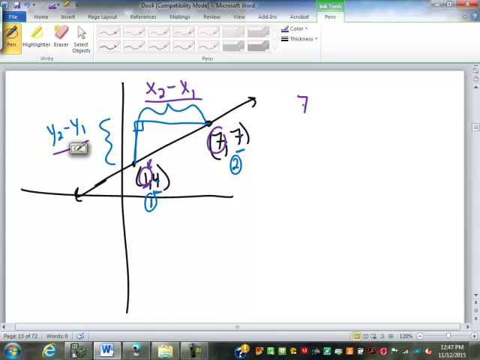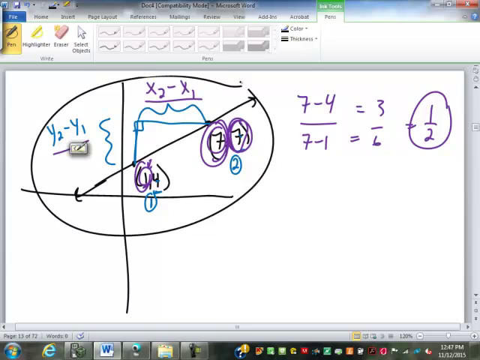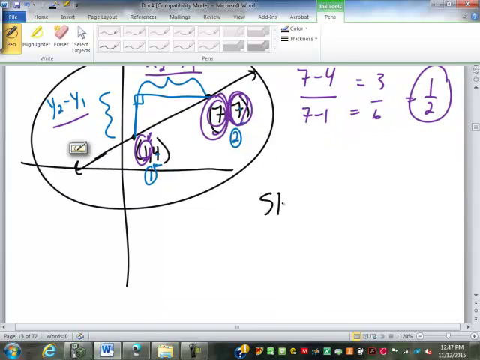So here, the rise is y2, which is 7 minus 4, which is 3. And the run is 7 minus 1, which is 6. So 3 over 6, or 1/2 slope. So technically, I don't even have to be given the graph. The slope, which is sometimes abbreviated with just the letter m, is y2 minus y1 over x2 minus x1.